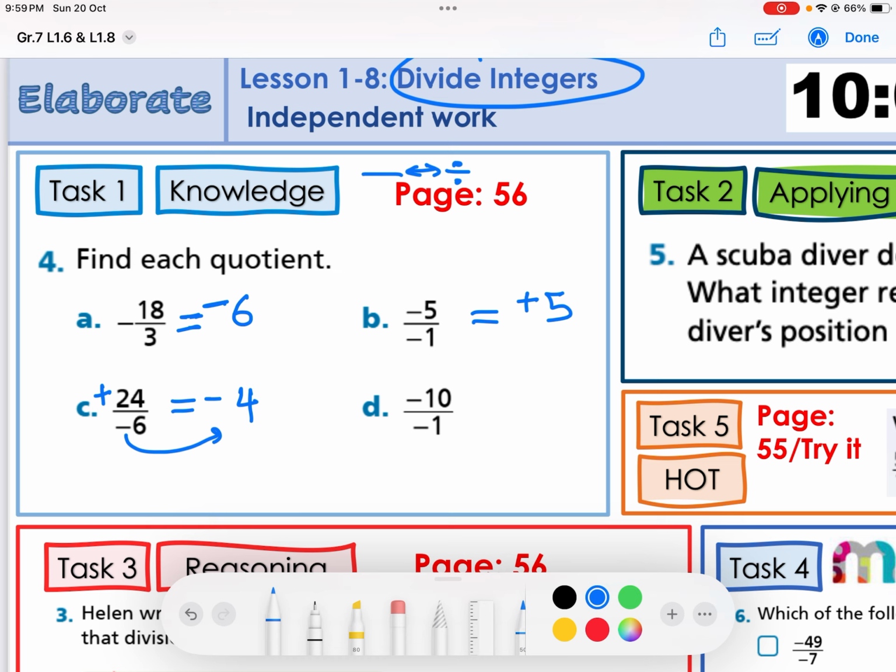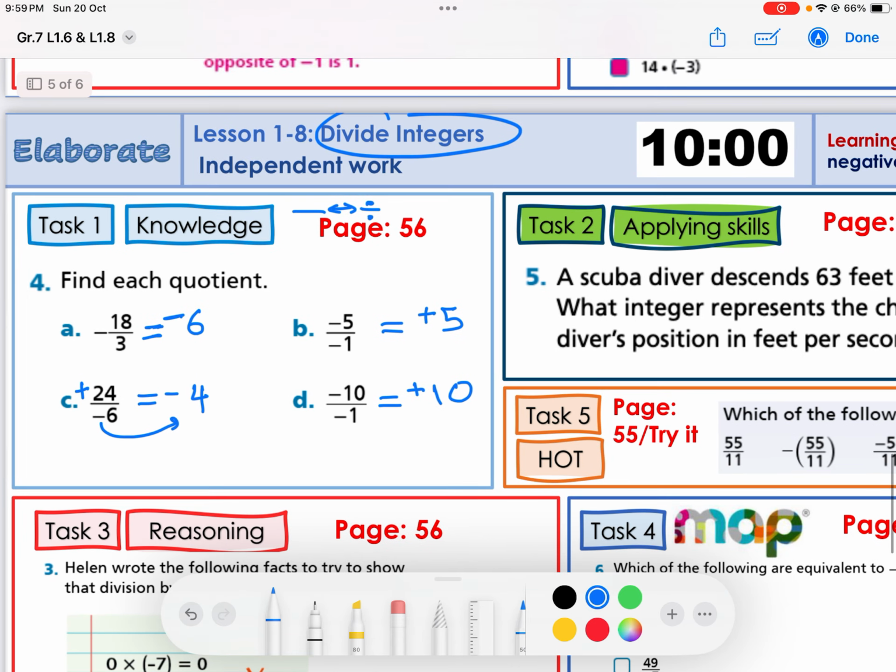Okay? So here, negative and negative turn into positive. 10 divided by 1, that's a 10, and the answer will be positive. Same sign, positive. Okay, guys.